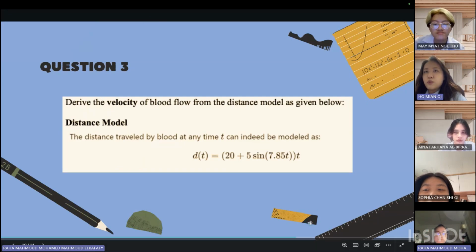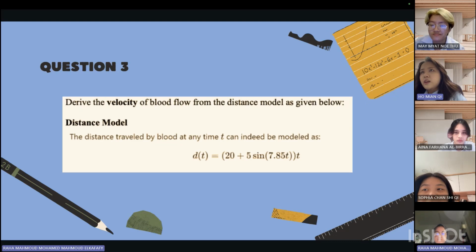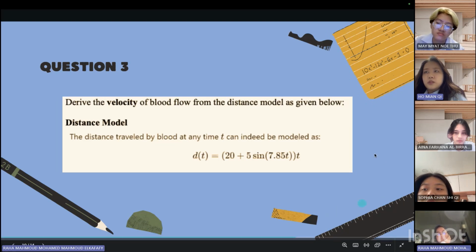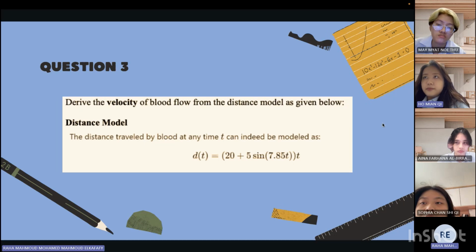Now I'm going to walk you through question 3. First and foremost, the purpose of the model is to show the modeling of blood flow in a realistic way. With that being said, instead of just assuming the blood flow moves at a fixed rate, this model d(t) equals 20 plus 5 sine 7.85t, times t, captures both the steady or average speed of blood flow, and the pulsatile variation due to the heartbeat, which is the up and down rhythm that slightly speeds up and slows down the blood. Next slide, please.